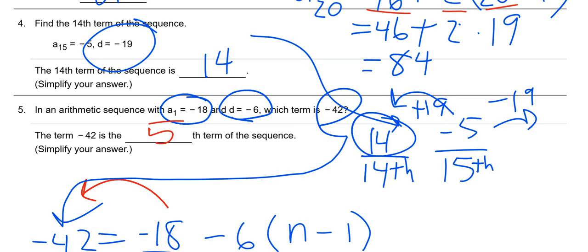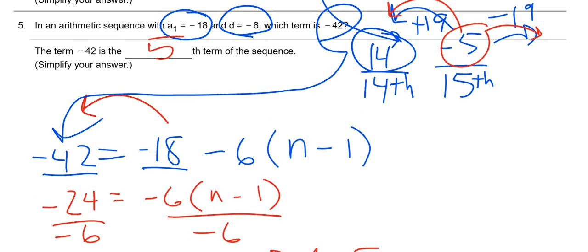14th term, we talked about this in class. If you have the 15th term and you know that going forward you're going to subtract 19 because that's what it says to do, then going backwards would be to do the opposite, which is to add 19, and that's how we got the 14th term, which is 14, ironically. Question 5.